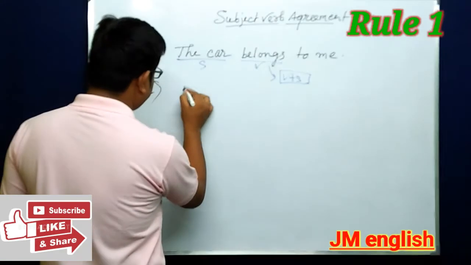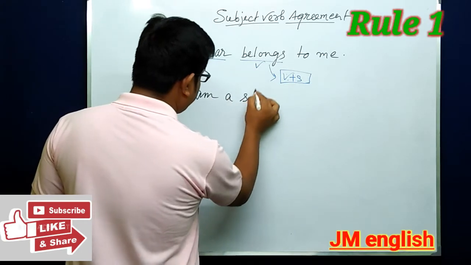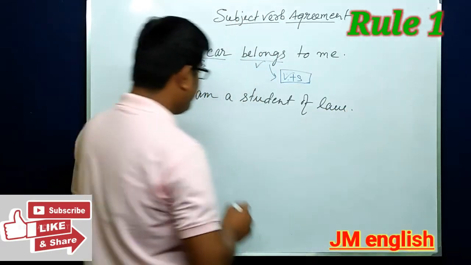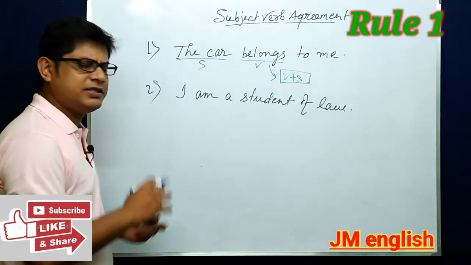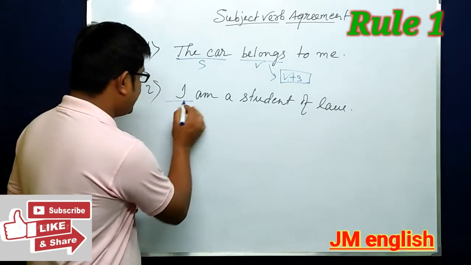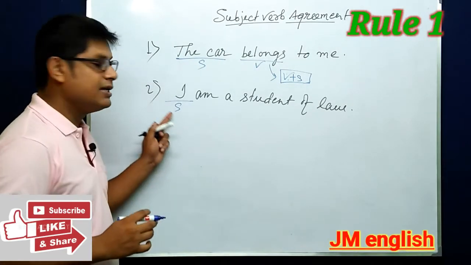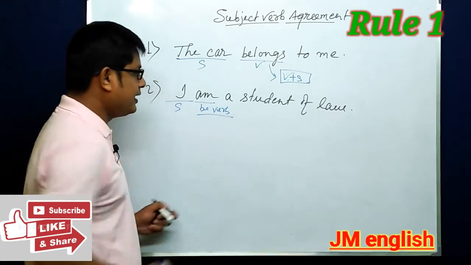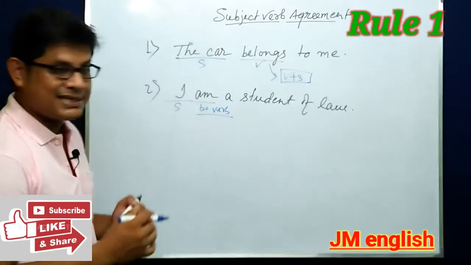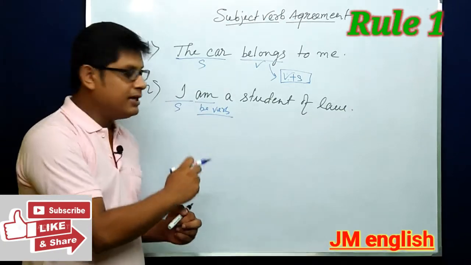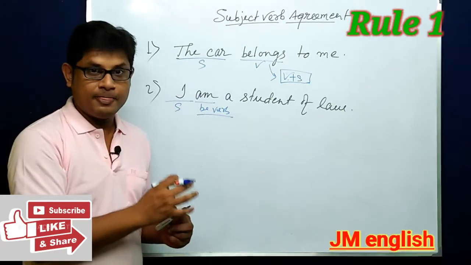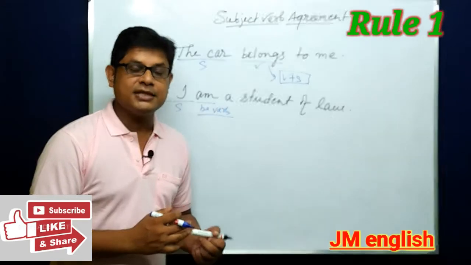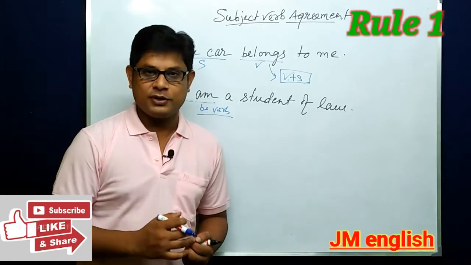The sentence is, I am a student of law. Look at this sentence. I am a student of law. This is a very easy one. Why am I giving it? Because I is the subject in this sentence and it is in singular form, and we have the verb am. It's a be verb, and am is also a singular verb. So as I said, if your subject is in singular form, then it must be followed by a singular verb. And there is another part of rule number 1, and that is that if your subject is in plural form, then your verb should also be in plural form.